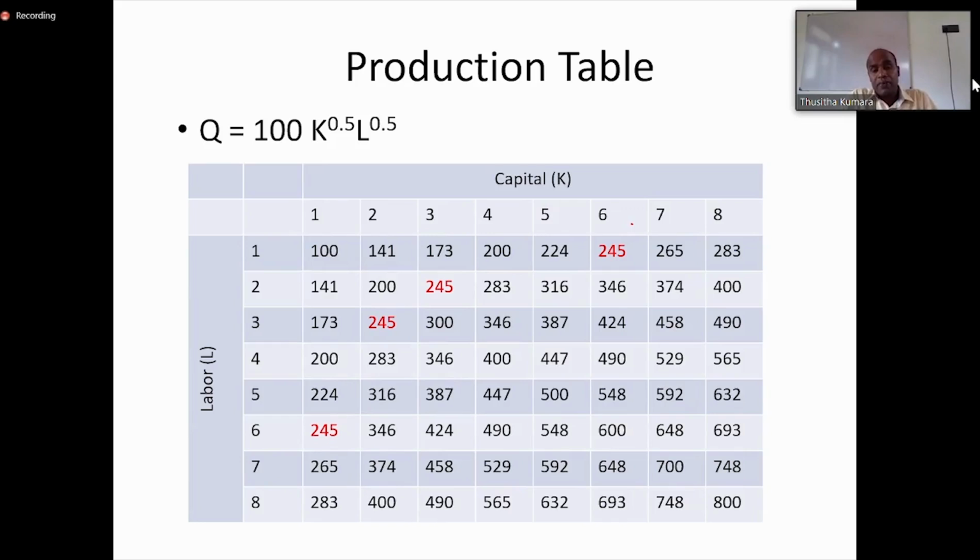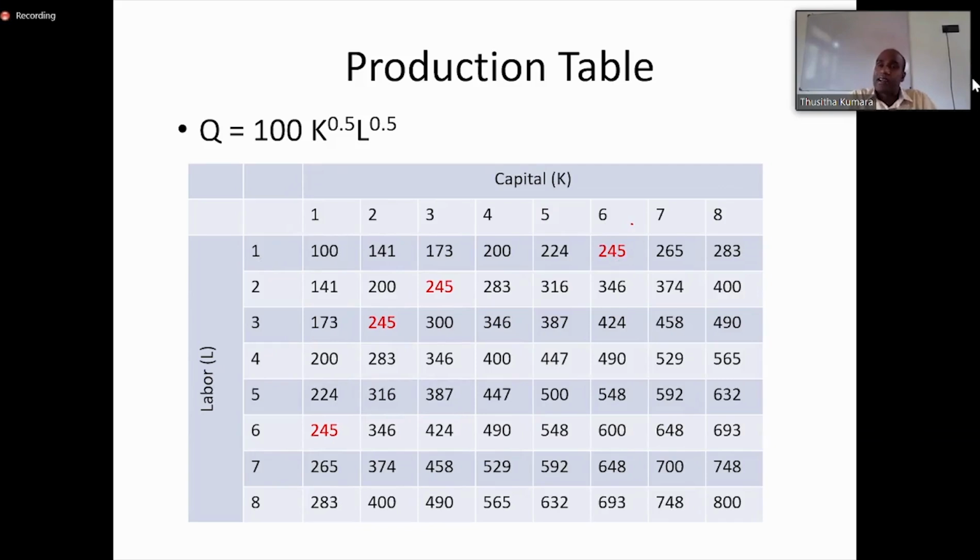And I have different combinations of labor and capital which yield the same output level. You see here, 6 labor and 1 capital, it is 245. 3 labor and 2 capital, 245 as the output. 2 labor and 3 capital, 245. 1 labor and 6 capital, 245.